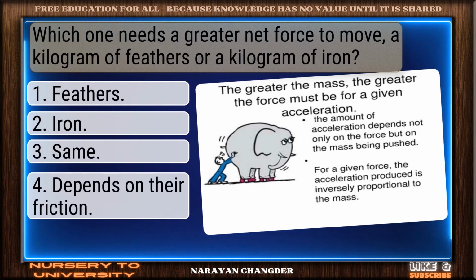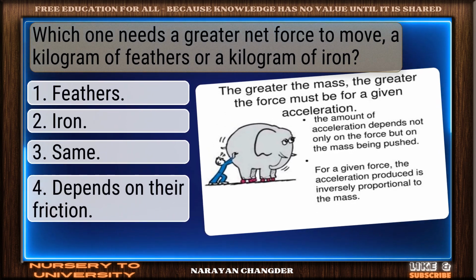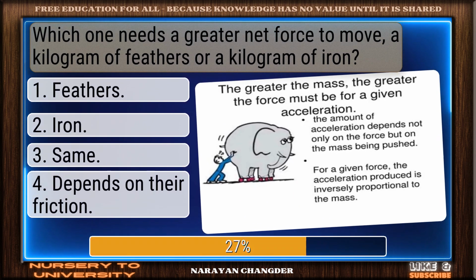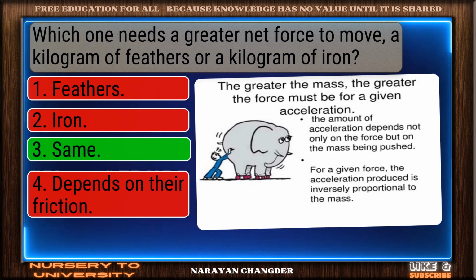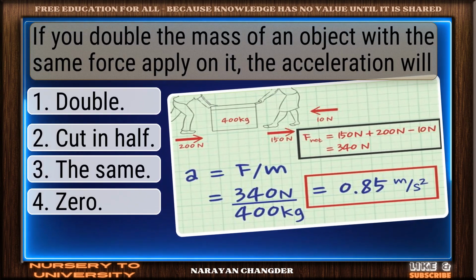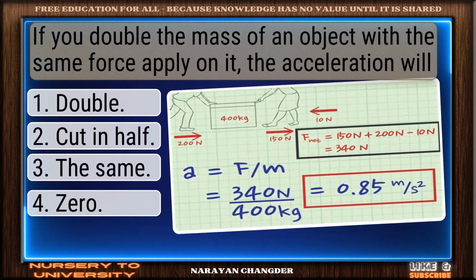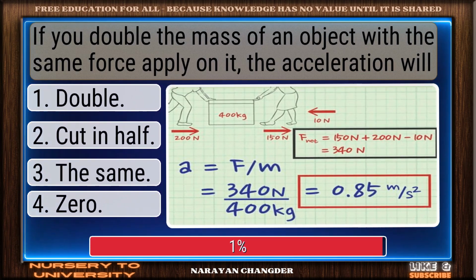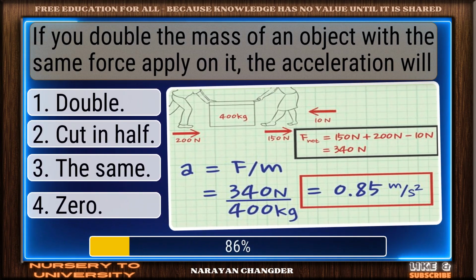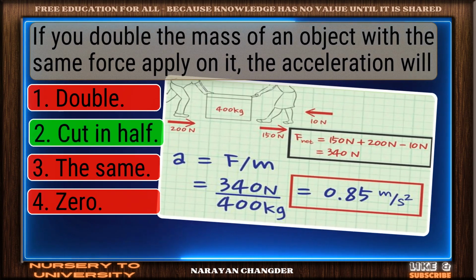Question number 105. Which one needs a greater net force to move? A kilogram of feathers or a kilogram of iron? Good thinking. Same is the right answer. Question number 106. If you double the mass of an object with the same force applied on it, the acceleration will. Well picked. Cut in half is the correct answer.